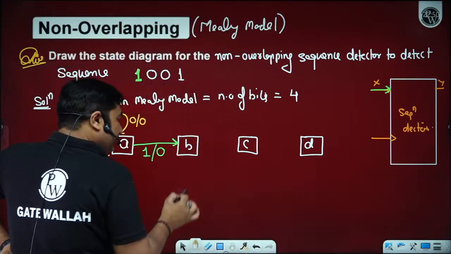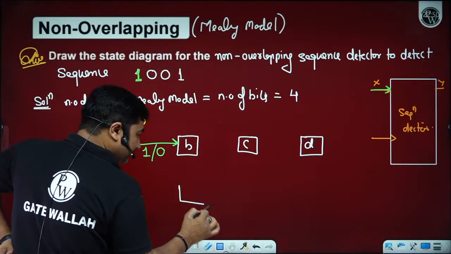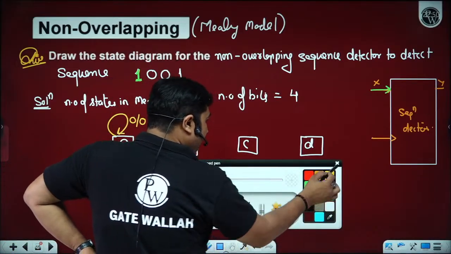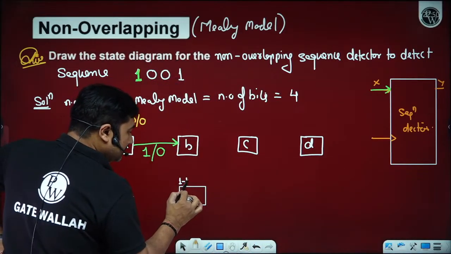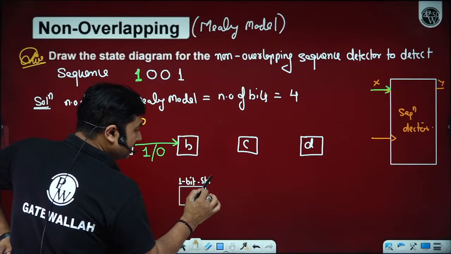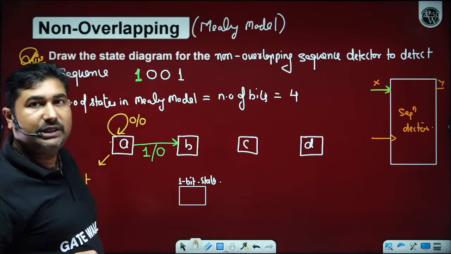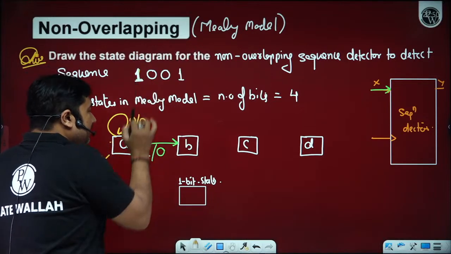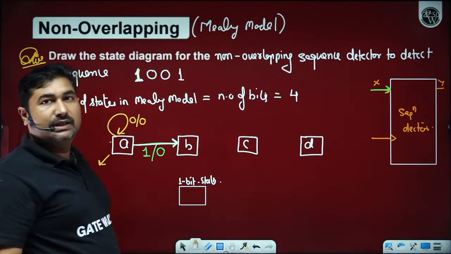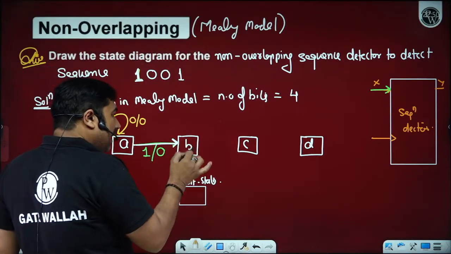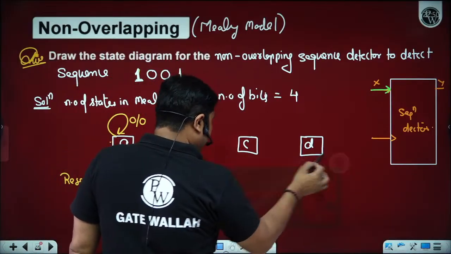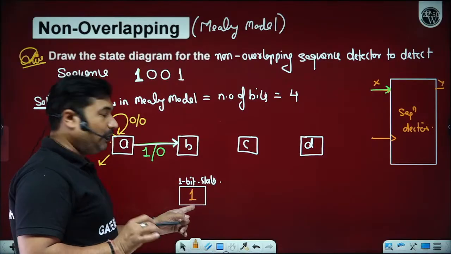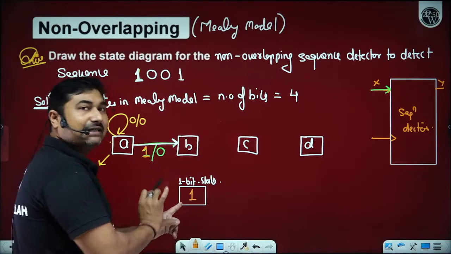This particular B is a 1-bit state. What is the meaning of 1-bit state? Actually, this 1-bit state means 1 bit has been detected. 1-bit state means 1 bit is already detected, then only you have reached state B. So 1 bit of the required sequence got detected, then only you have reached state B. Is it okay? Now, if you are on state B, it means 1 bit is already detected of the required sequence.